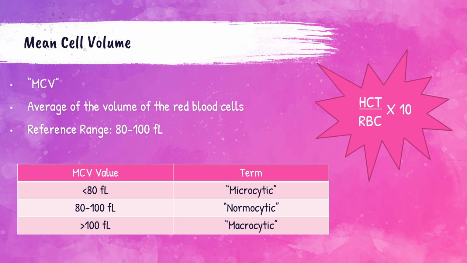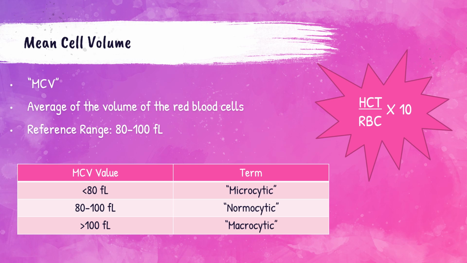So what does this mean? The MCV tells you the size of the red blood cells. So it tells you, are they normal sized? Are they smaller than normal? Are they larger than normal? This is what the MCV is going to tell you.